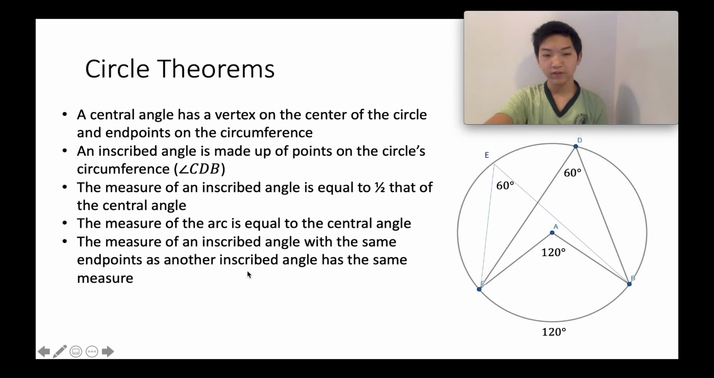And inscribed angles with the same endpoints have the same measure. So you see here that we have inscribed angle CDB as well as CEB. Well, CDB is 60 degrees, which means that CEB would also be 60 degrees.